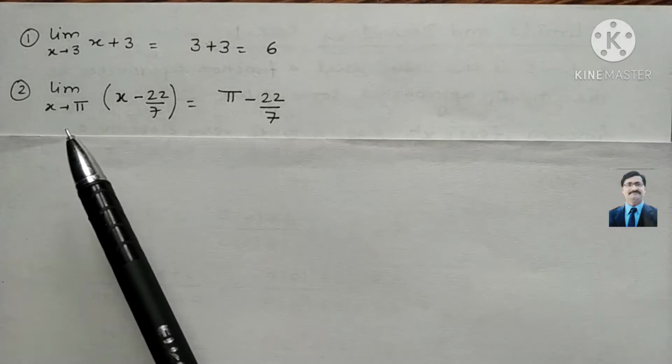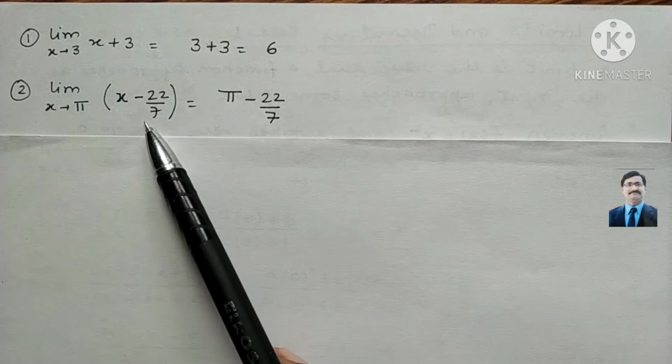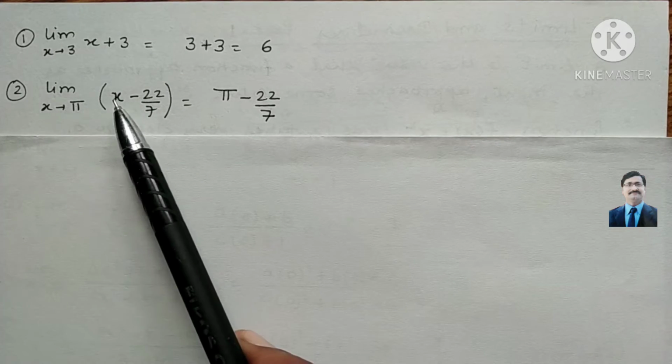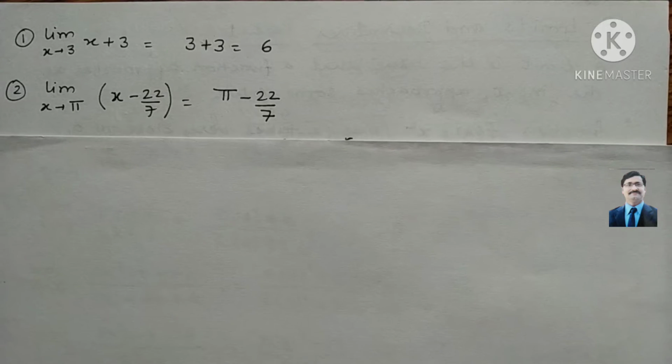The next question is limit as x tends to pi of x minus 22 upon 7. So in place of x we have to put pi. So we get pi minus 22 by 7. So this is the answer.